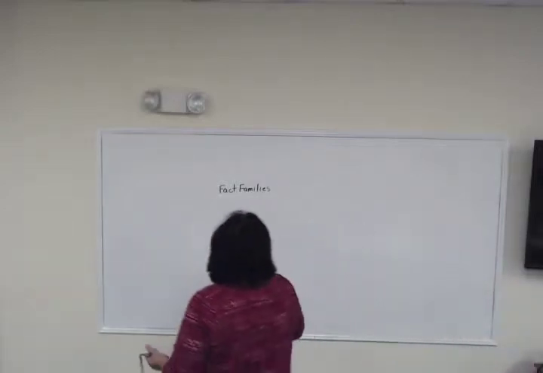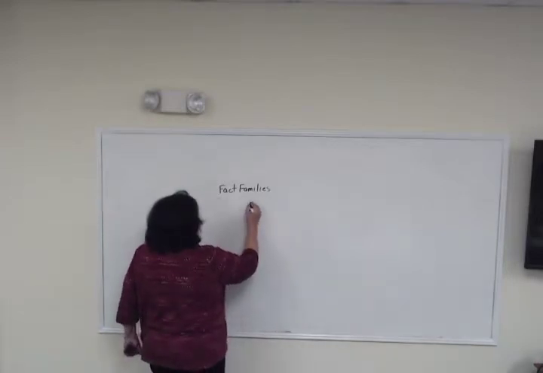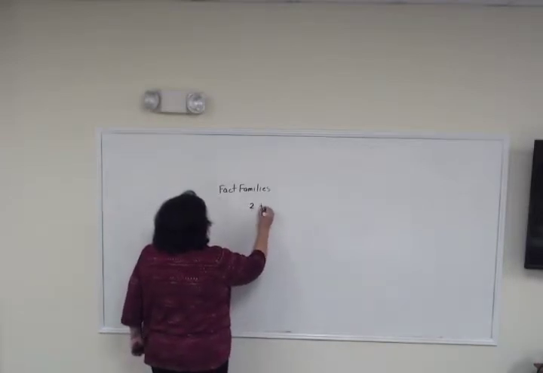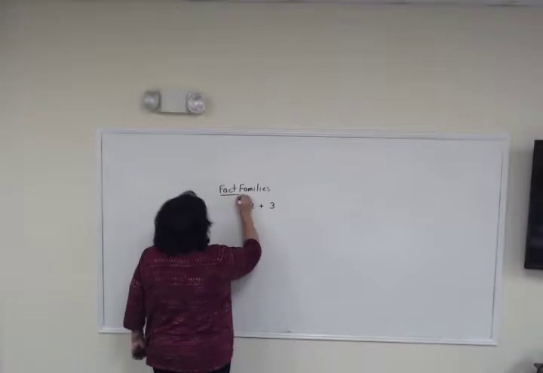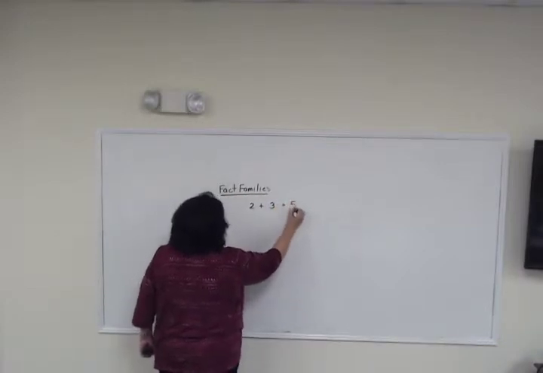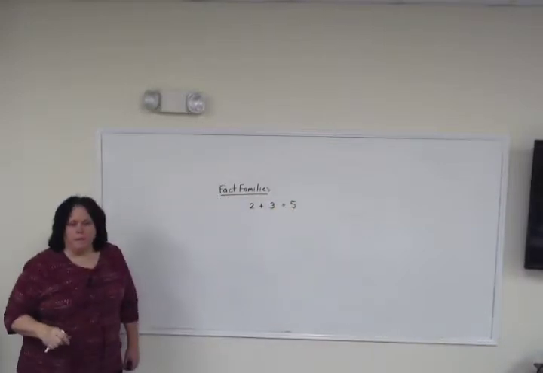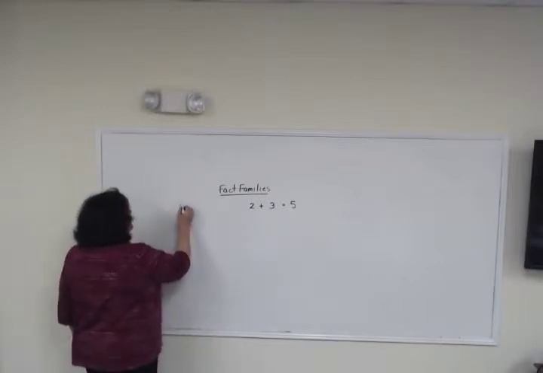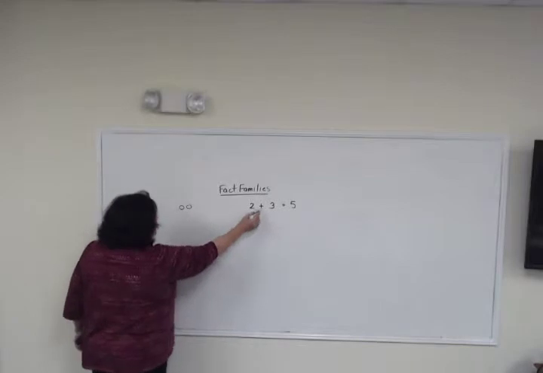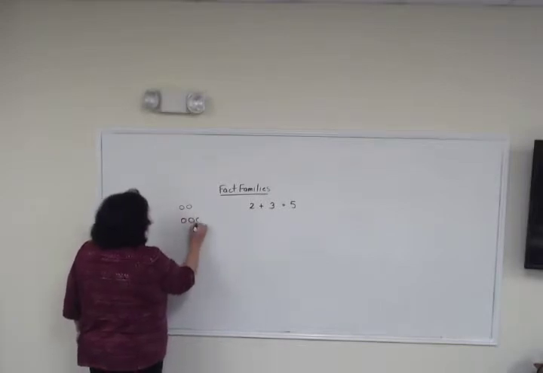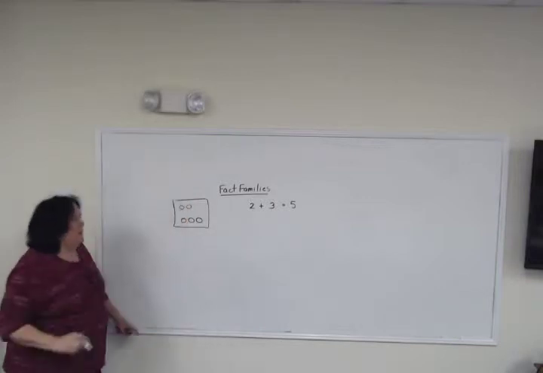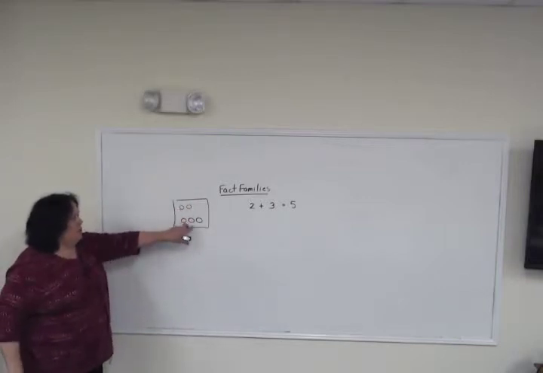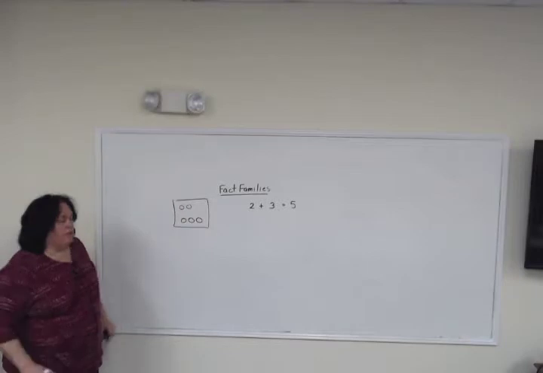Okay, so we know that if we have 2 plus 3, we're going to talk about fact families. 2 plus 3 equals 5. This is one fact in a fact family. If we have 2 marbles and we add 3 marbles to that, altogether we have 5 marbles. 2 marbles and 3 marbles all together are 5.